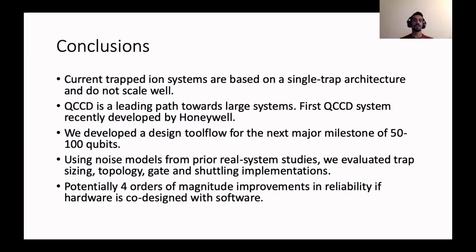So to conclude, current trapped-ion systems are based on the single trap architecture, which does not scale very well. And QCCD is one of the leading paths towards larger systems. In fact, the first system was very recently developed at Honeywell. And we've developed a design tool flow for the next major milestone of 50 to 100 qubits. And using noise models from prior real system studies, we have evaluated important architectural and microarchitectural attributes in these systems. And we show that there's potentially 4 orders of magnitude improvements that we can make in reliability if we co-design our hardware and software. Thank you.